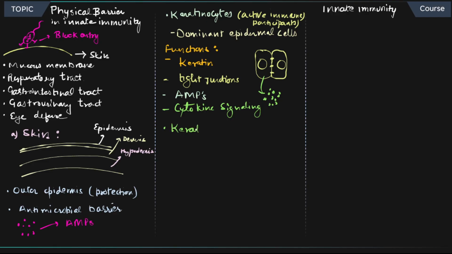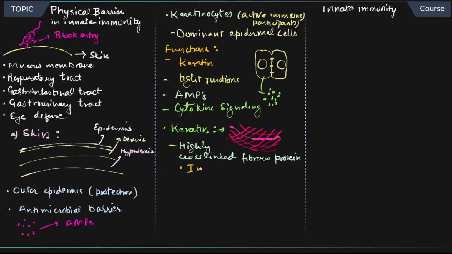Next, let's talk about the important molecule, which is keratin. Keratin protein, keratin polymeric structure. Keratin is a polymeric fibrous protein. It creates a mesh-like structure that is highly challenging to degrade. It's highly cross-linked, a fibrous protein that can trap microbes. It's basically an insoluble and highly strong protein.